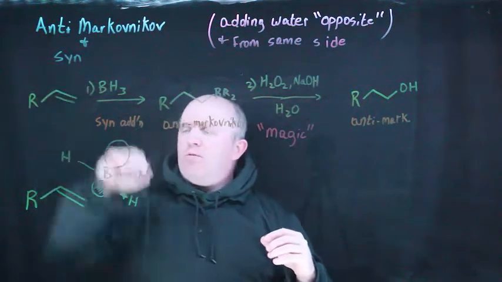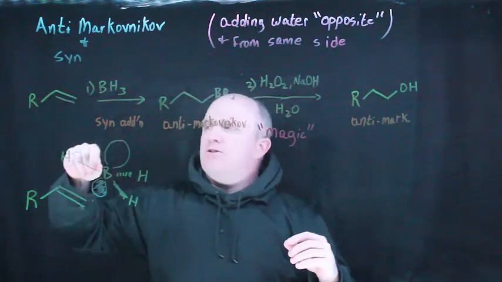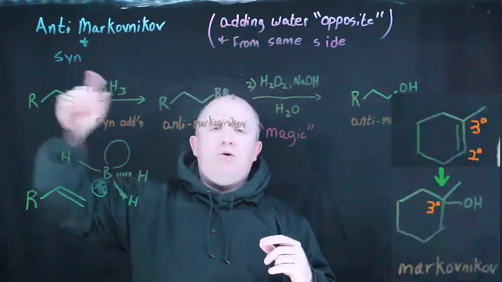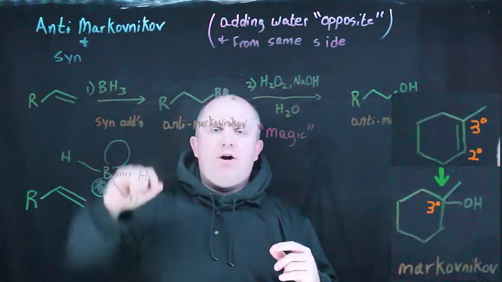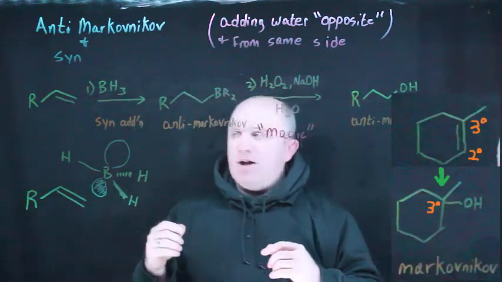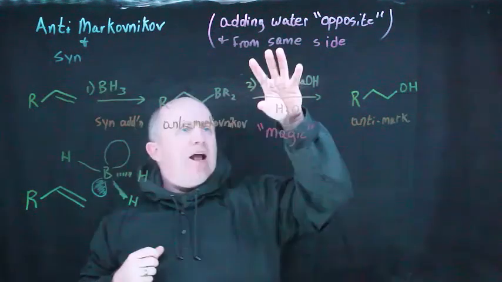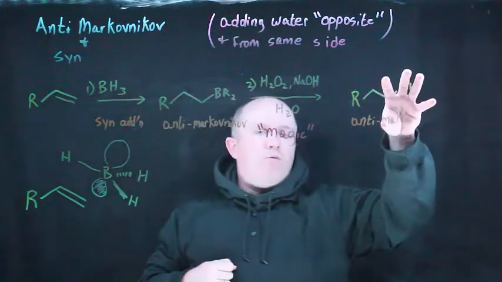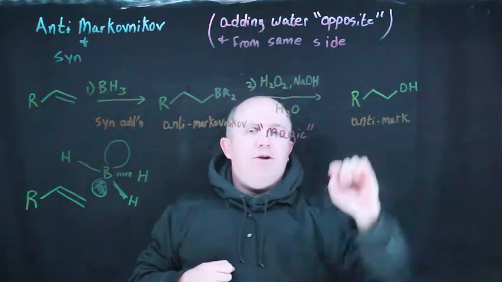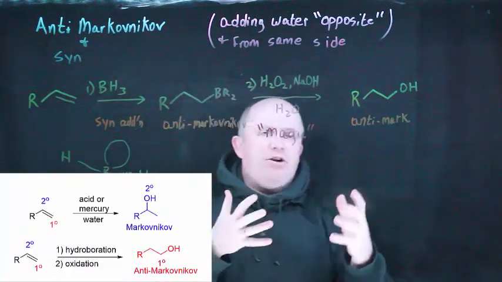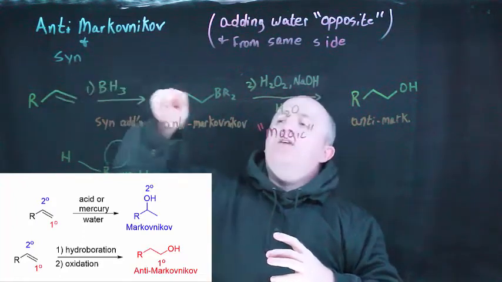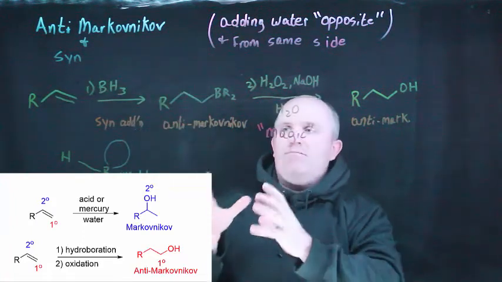So if you have a normal terminal, monosubstituted double bond, most of your ways of adding water across the double bond will put the water, the oxygen part, at the more stable carbocation, and that's known as the Markovnikov product. But if instead you use borane and then work it up the right way, you end up adding water in such a way that the oxygen ends up at the terminal primary position, which is the anti-Markovnikov product. Specifically, that happens because we're doing a syn addition that leads to an anti-Markovnikov sort of borane intermediate.